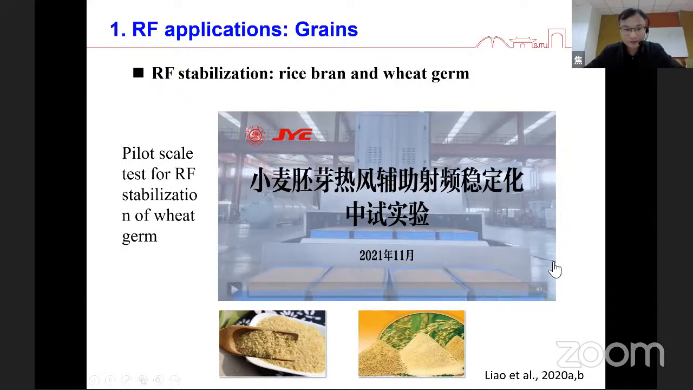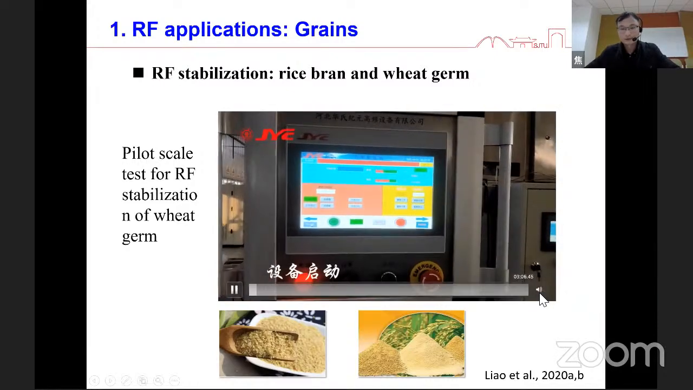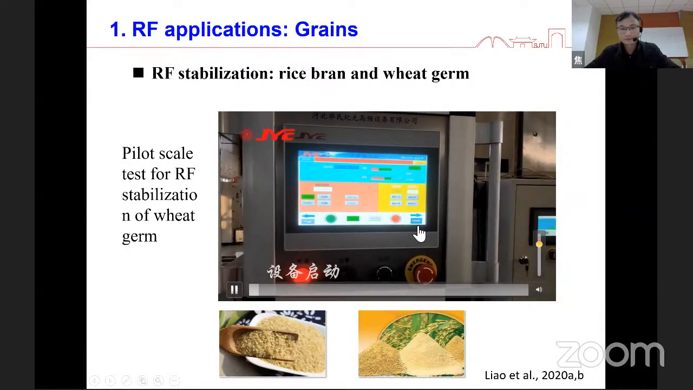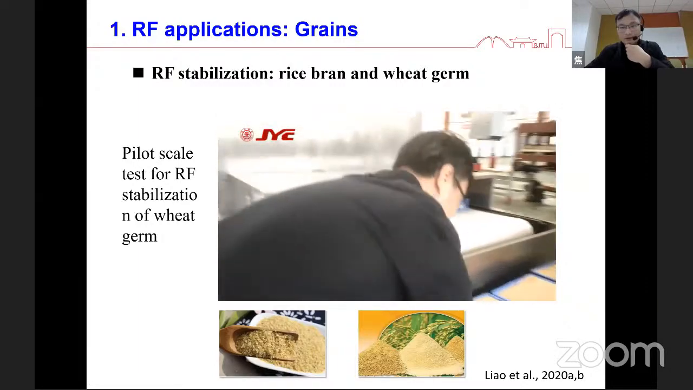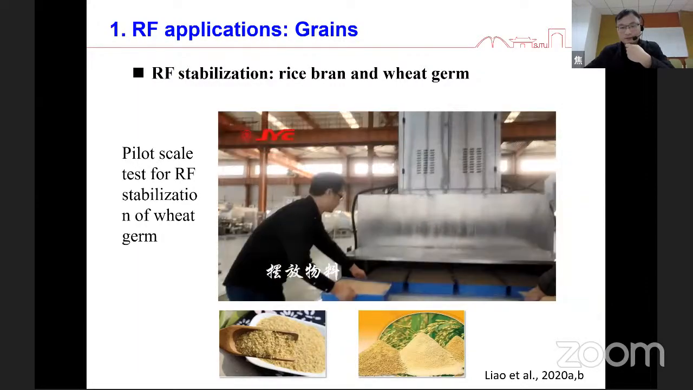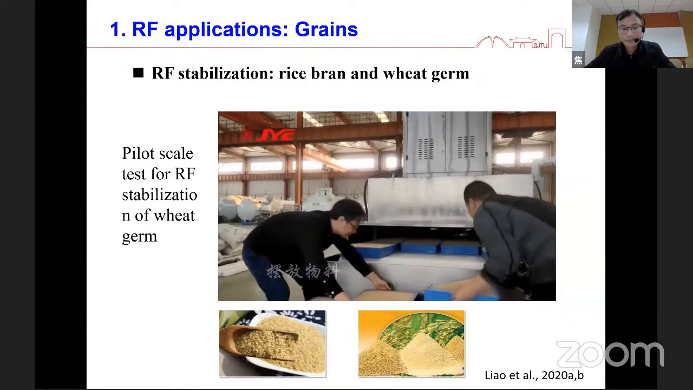And this video is one we did last month. It's a scale up study for the RF stabilization of the wheat germ. We can see how we did it, and then we should have a general idea. This is wheat germ.